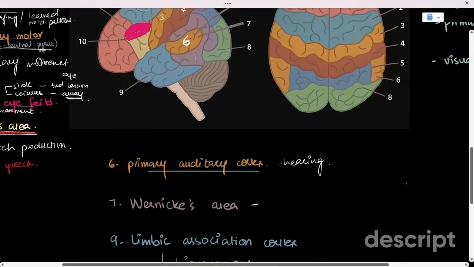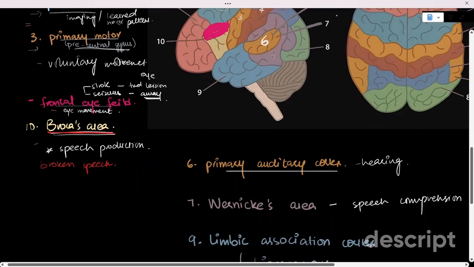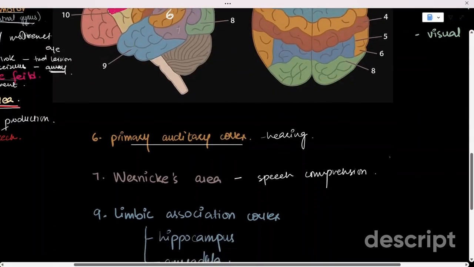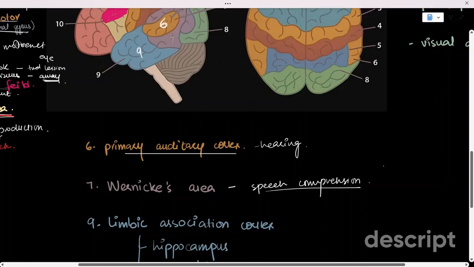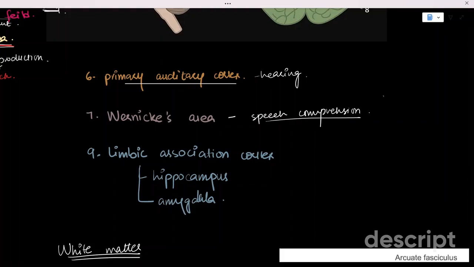This is a high yield concept. This is responsible for speech comprehension. Broca's area over here was responsible for speech production. Wernicke's area in the temporal lobe is responsible for speech comprehension. The area labeled 9th in the temporal lobe is the limbic association cortex, having the hippocampus and amygdala in it. These are both involved in memory and emotion. Furthermore, an associative auditory cortex is also present, which interprets spoken and written language.